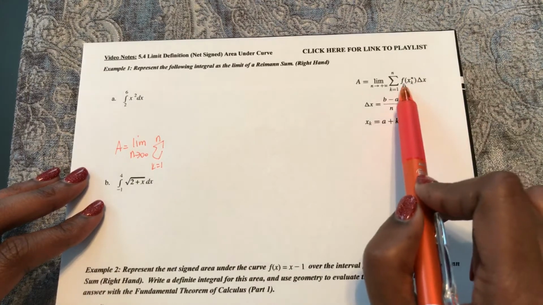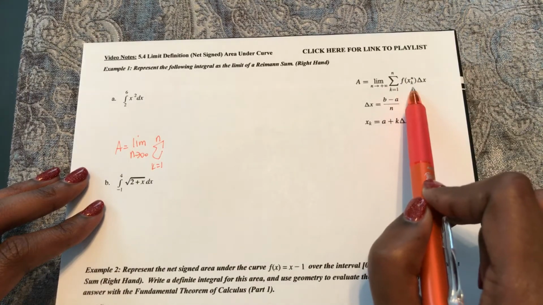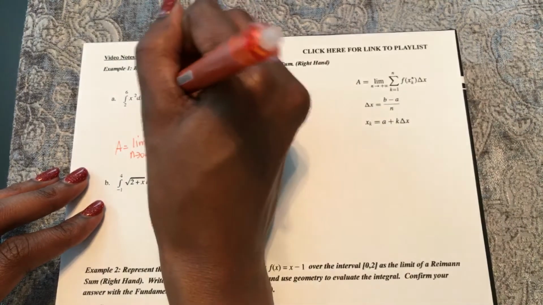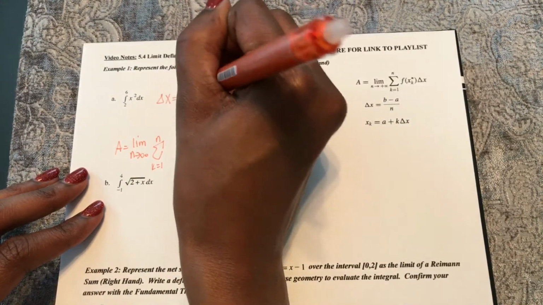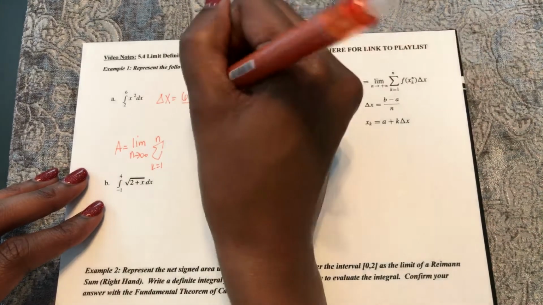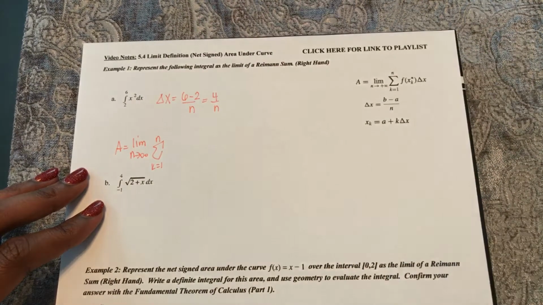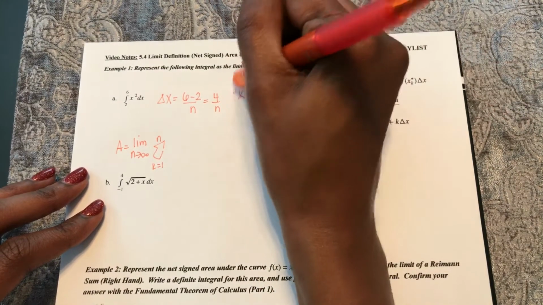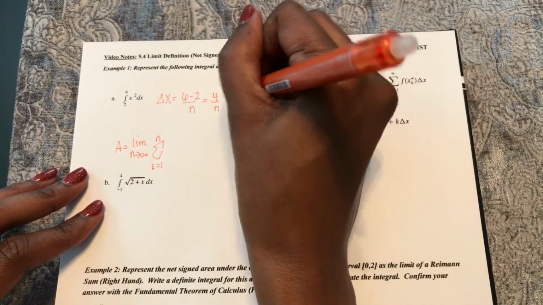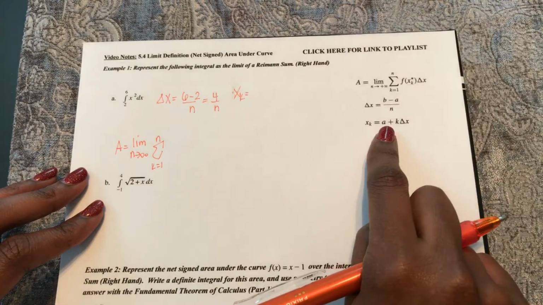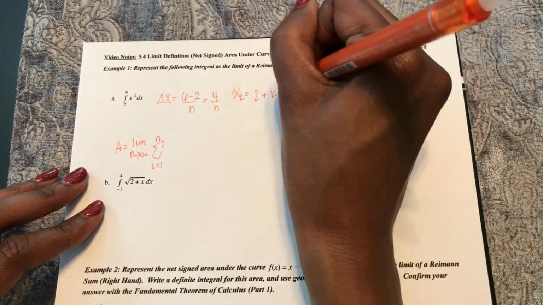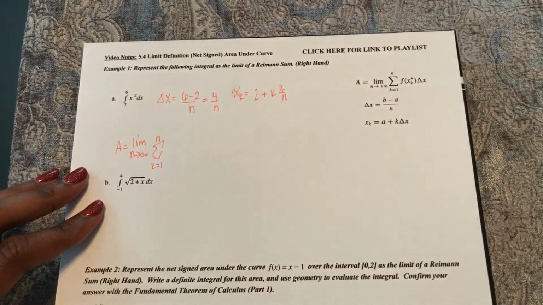Now I need to figure out f of x sub k multiplied by delta x. Well, the first thing I'm going to find is delta x. That's b minus a over n, which is 4 over n. And x sub k, oops, make my x bigger, k smaller, is a plus k times delta x. Well, a in this case is 2 plus k times delta x.